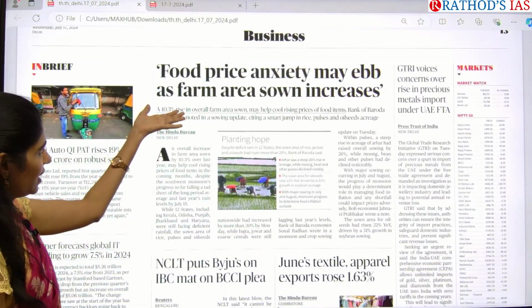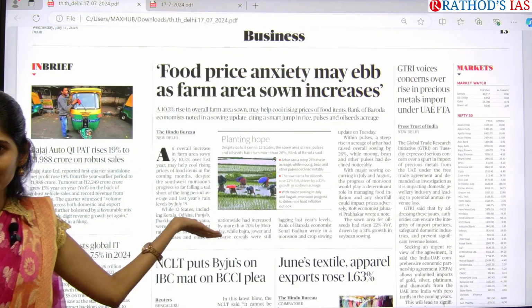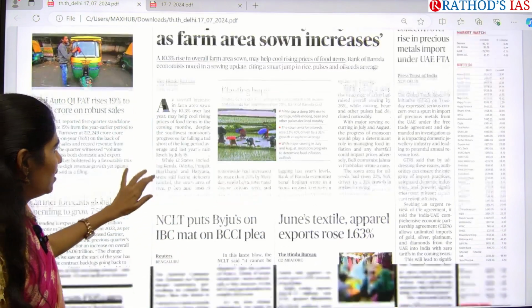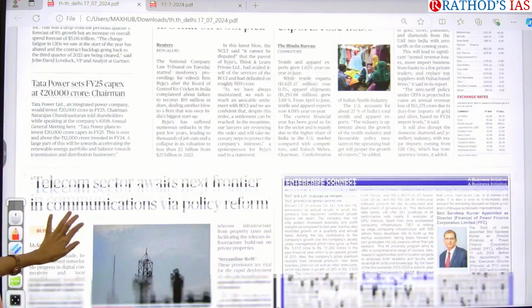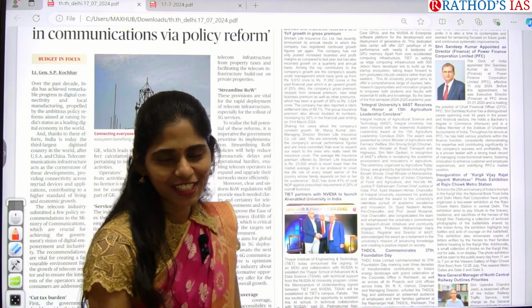And again, there is an article regarding food prices increasing because of erratic rainfall. That's it. So these are the important articles that appear in today's Hindu newspaper.